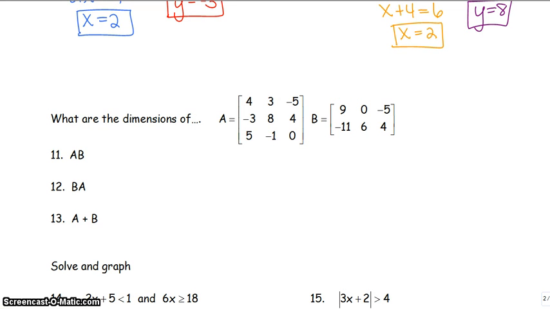Next, talking about the dimensions of matrices. When we look at A, we've got 3 rows and 3 columns, so this is a 3 by 3 matrix. When we look at B, we've got 2 rows and 3 columns. All the question is asking you for is what are the actual dimensions if you were to find AB. I'm not asking you to find A times B, I'm just asking what the dimensions would be. So we've got a 3 by 3 times a 2 by 3.